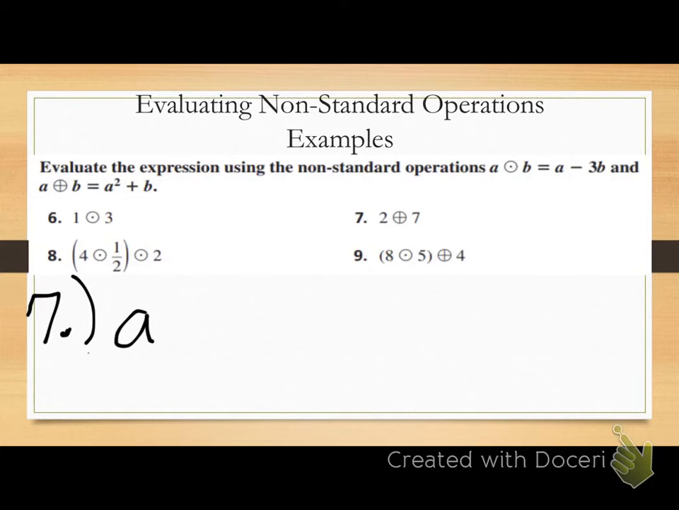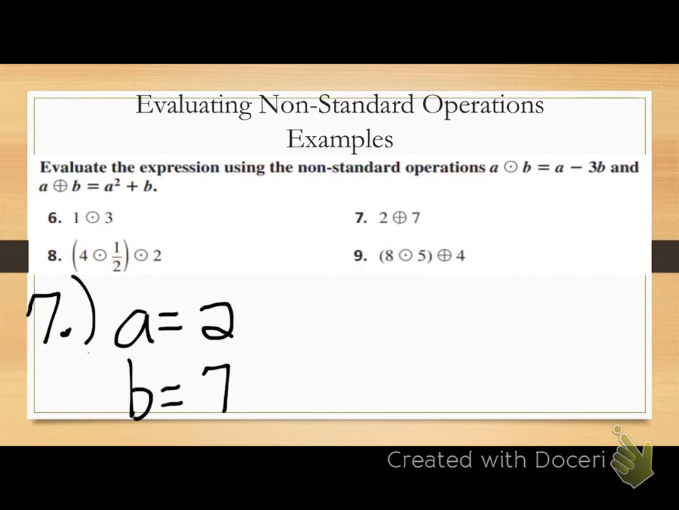It's 7, what's my A value? 2. What's my B value? 7. There's my first step. I identified A and B. Second step, identify which operation you're using. Am I using my first one or my second one? Second one, A squared plus B. That's my second step.